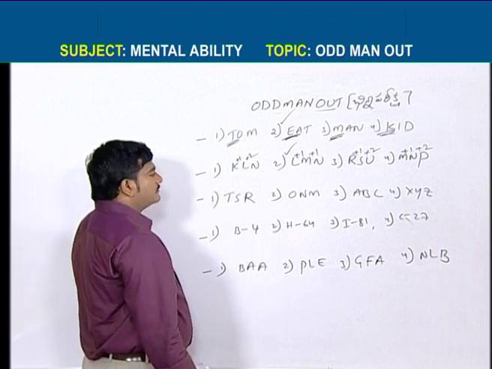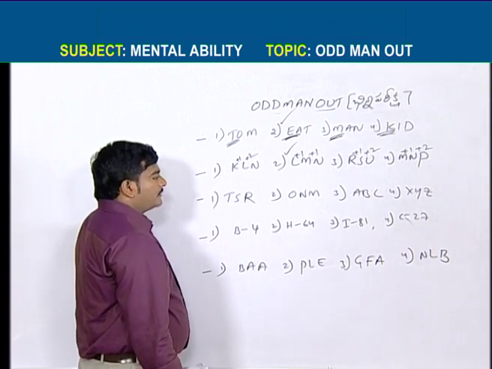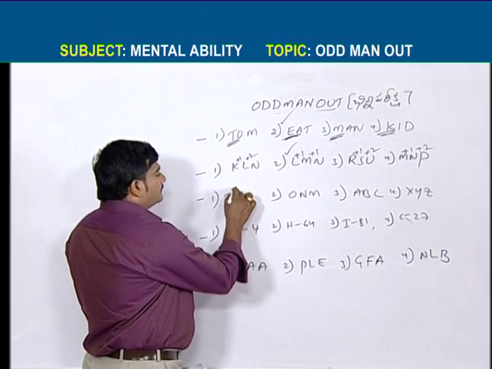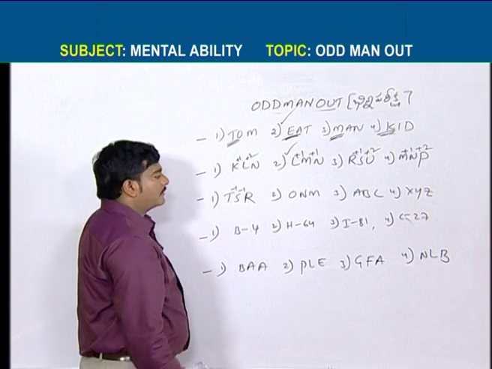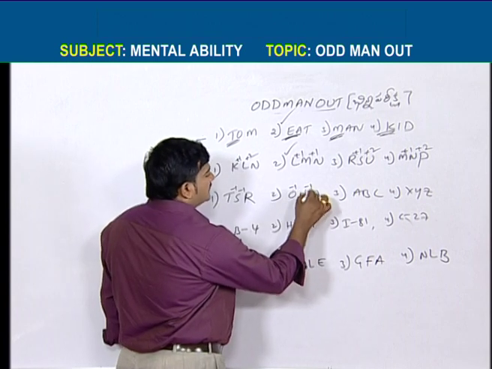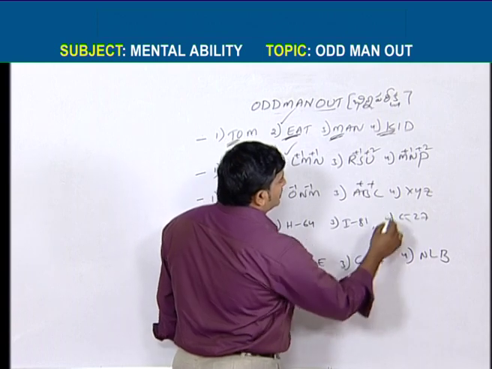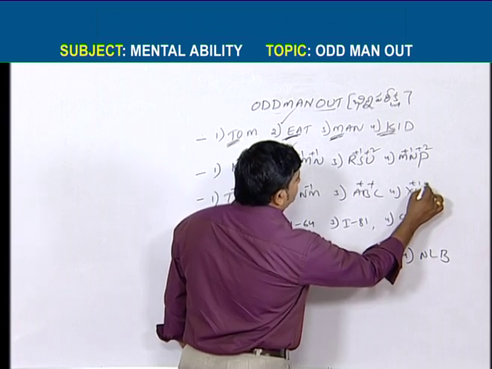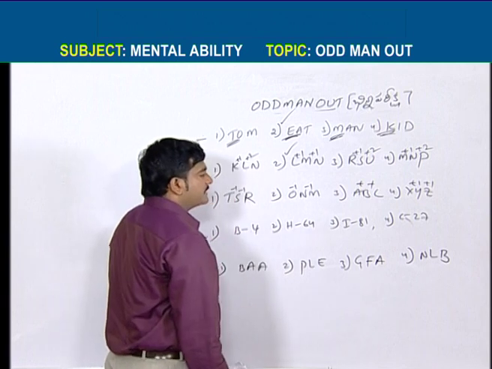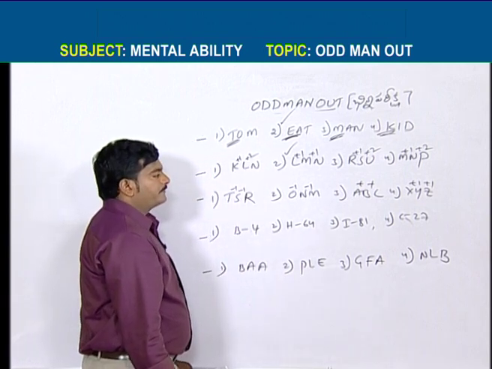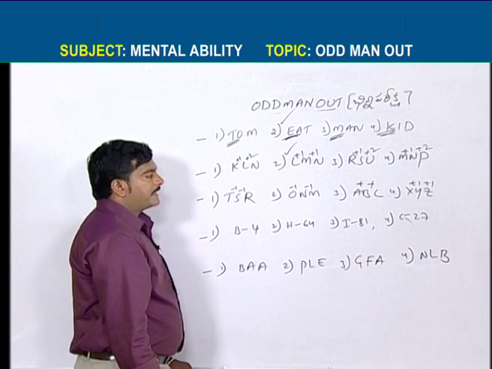See, this is also simple logic. The logic here: 20, 19, 18, minus 1, minus 1. Here plus 1, plus 1. So here plus 1, plus 1. Okay, here plus 1, plus 1. So TSR, ONM, ABC, XYZ.